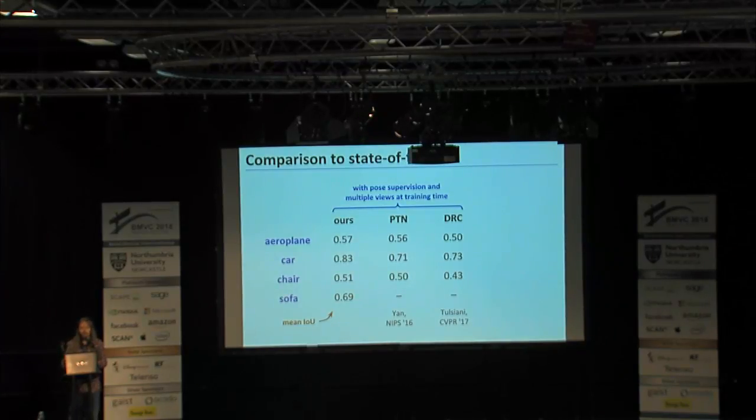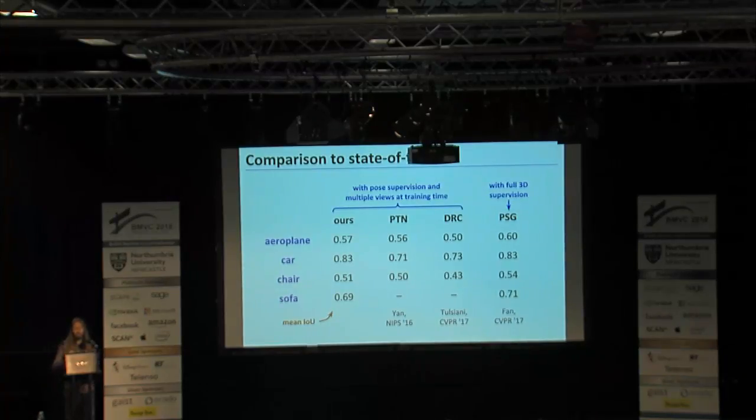Finally, we also compared our method to some state-of-the-art 2D supervised methods. So these methods train from 2D images, but they require stronger supervision than us. They need pose annotations and to be given multiple views of each instance. And we see that our method, in spite of not requiring that extra supervision, performs better on them for every class.